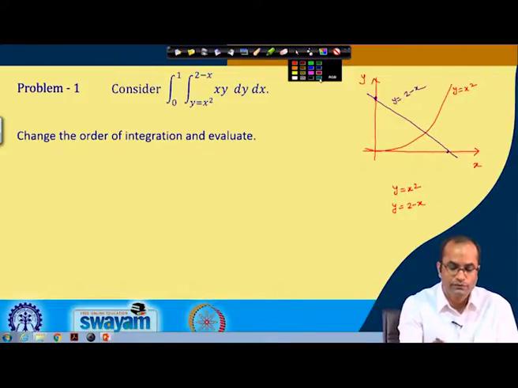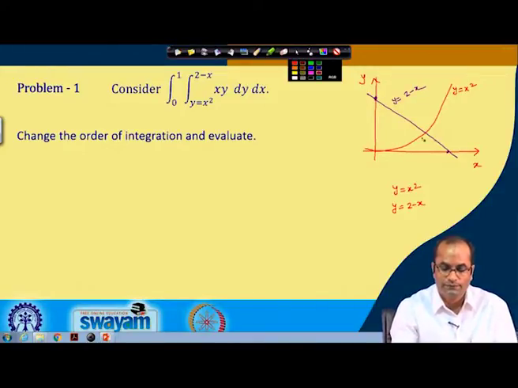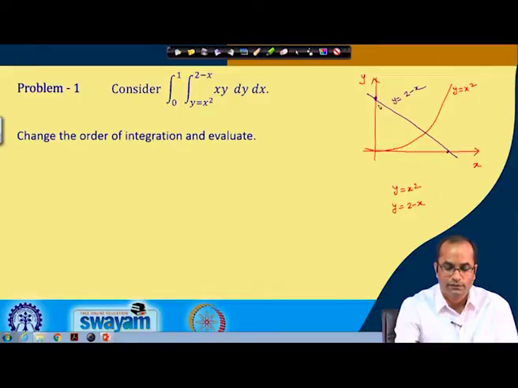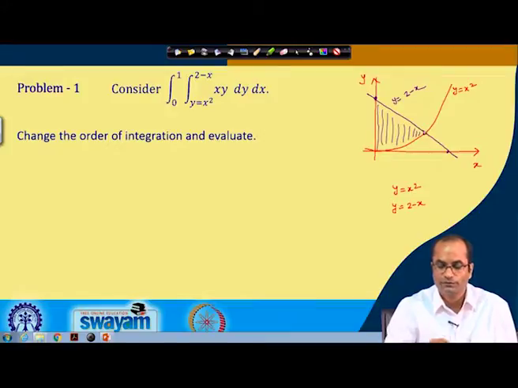So, the region of interest is going to be, because y goes from x square, so this parabola, to 2 minus x. So, this is our region of integration, and now we can easily change the order, but before that we need to get the point of intersection.